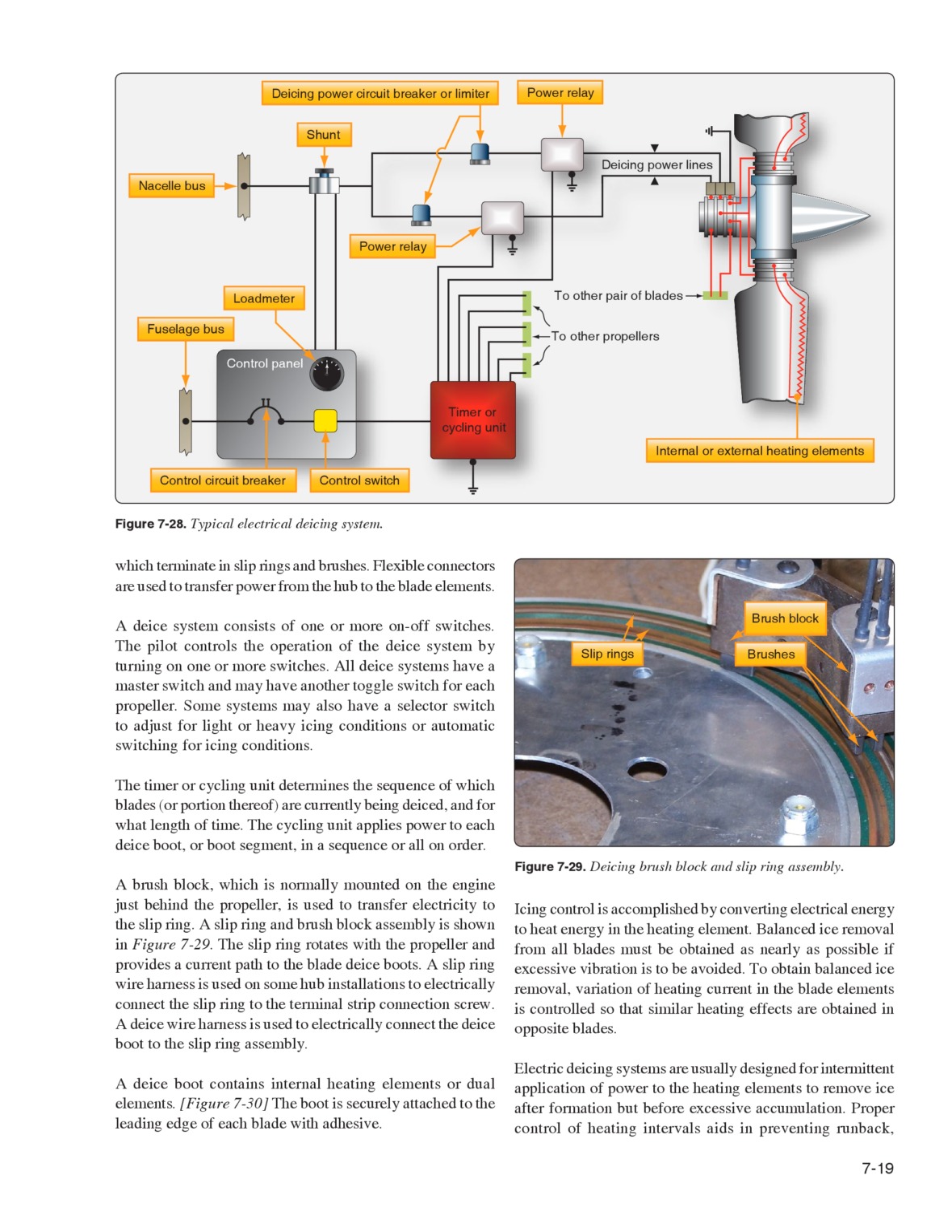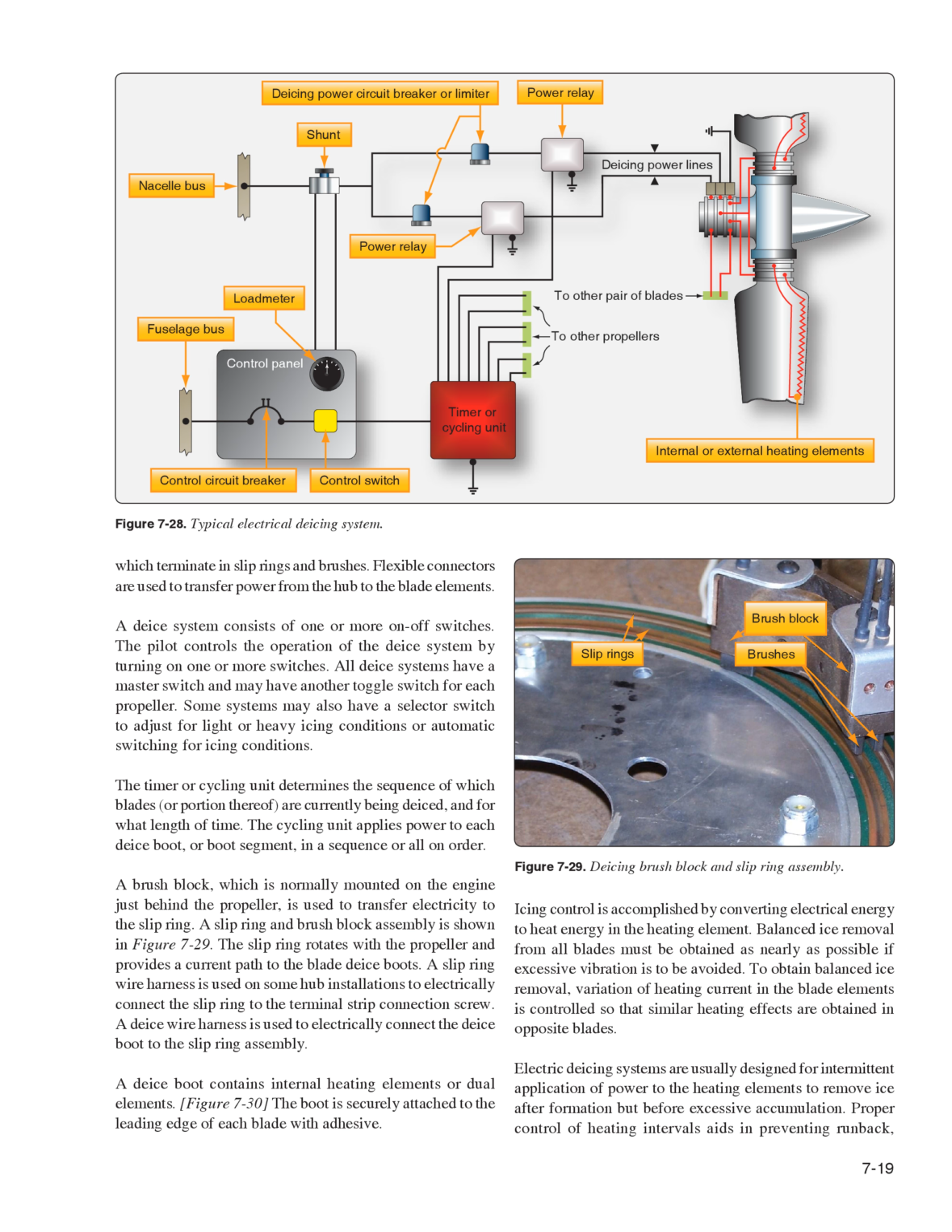A deice wire harness is used to electrically connect the deice boot to the slip ring assembly. A deice boot contains internal heating elements or dual elements. Figure 730, the boot is securely attached to the leading edge of each blade with adhesive. Similar ice removal from all blades must be obtained as nearly as possible if excessive vibration is to be avoided. To obtain balanced ice removal, variation of heating current in the blade elements is controlled so that similar heating effects are obtained in opposite blades.